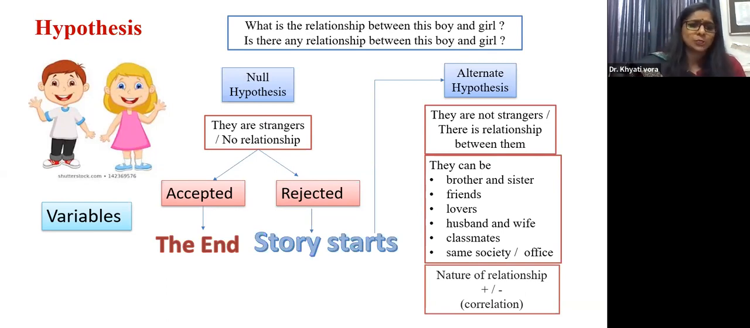There is usually a question that why should we start with null? Should I write null or should I write alternate? There is always this confusion. There are two reasons that I have identified for why our paper should have a null hypothesis. The first reason is already explained here. Before saying that they have a relationship, let me check whether they are related. If they are not related, then my story ends. Then I'm going to talk about whether they are brother, sister, or father and daughter, whatever.